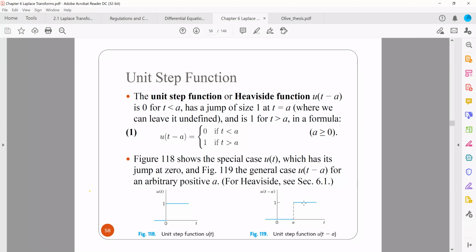If the step function is u(t minus 10), anything before t equals 10 is going to be 0. If you multiply it by any function, anything times 0 is 0 before t equals 10. And then you only start to see the function after t equals 10, because it's a multiplication.